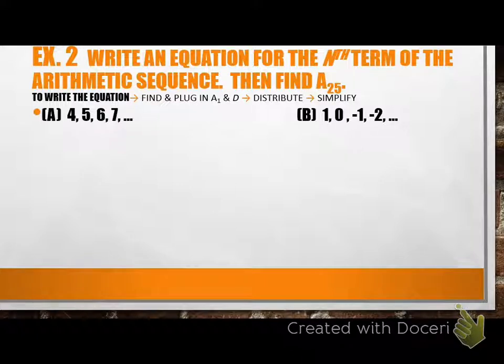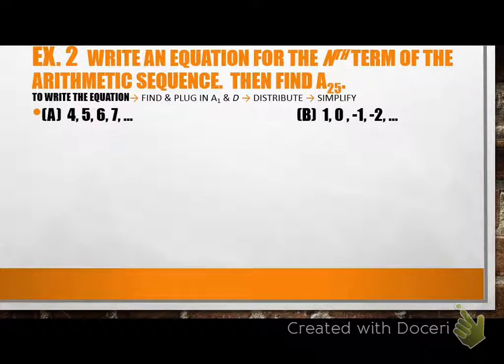Okay, find and plug in a sub 1 and d. Now your notes just say plug in, but you got to find them before you can plug them in. So add the word find, and we're going to find and plug in a sub 1 and d. Then we're going to distribute, and the last thing we're going to do is we're going to simplify.